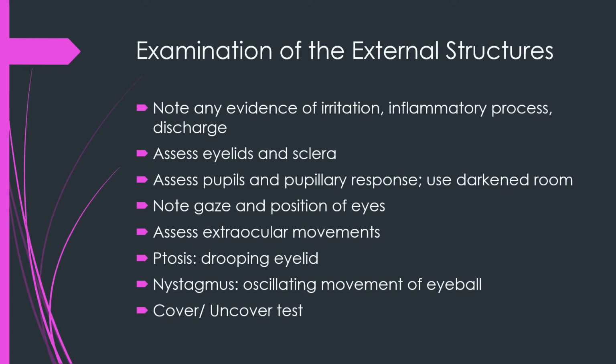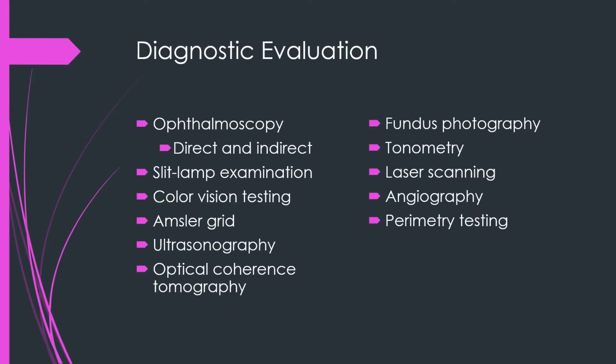Assessment of the eye should begin with observation of the external structures and progress systematically. Assessment of pupillary response, extraocular movements, gaze, and eye position provide valuable neurological information. Diagnostic evaluation may be warranted. The nurse should provide patient education regarding what to expect, the purpose of testing, and the side effects of testing. Diagnostic testing may reveal underlying causes of visual problems as well as monitor the progression of disease process.